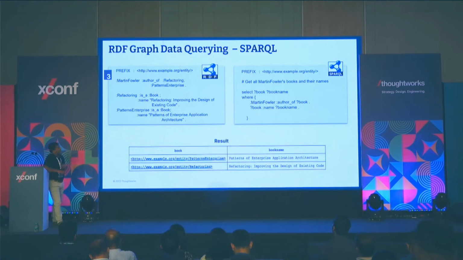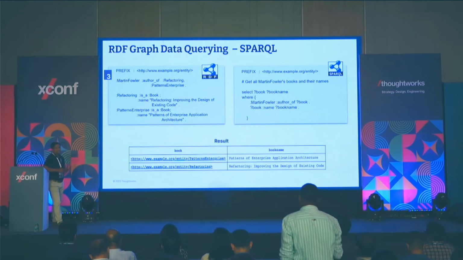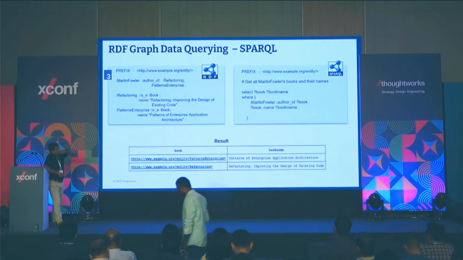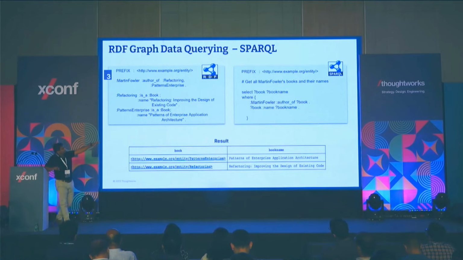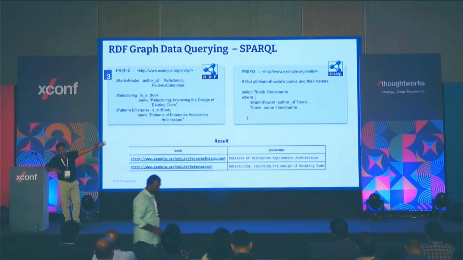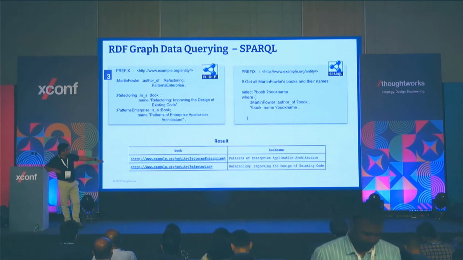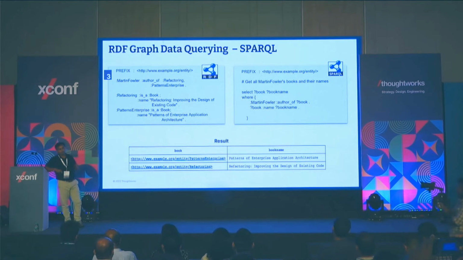If you want to get a second level of detail, say, just the names of the books written by Martin Fowler, then we know Martin Fowler has written some book. Book is the parameter, and then from the book we extract the book name. You can do multiple levels of extraction, and now you can see the book ID is given here, and the name of the book is also given there, right?